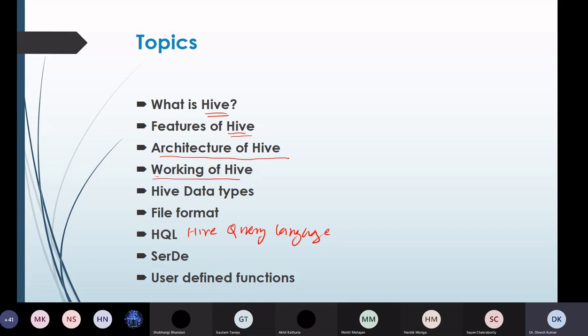So nothing to worry about this particular component of Hadoop because it follows SQL-like syntax. So if you have basic knowledge of SQL, the CRUD operations and the various statements, the commands which work in SQL, then it would be very easy for you to understand this HQL or the Hive basically. So this is the major feature of Hive also, that a person or a user who is familiar with SQL can easily work in Hive.